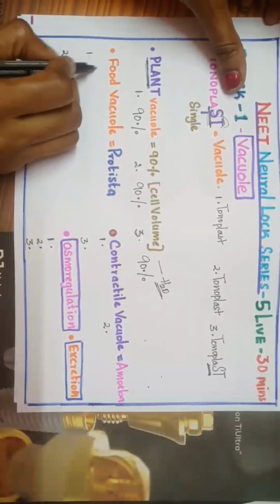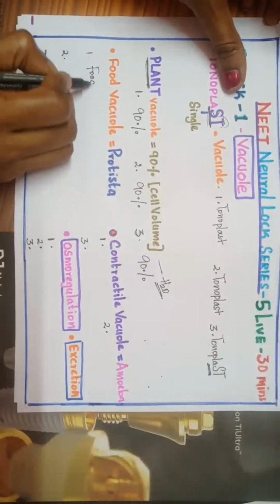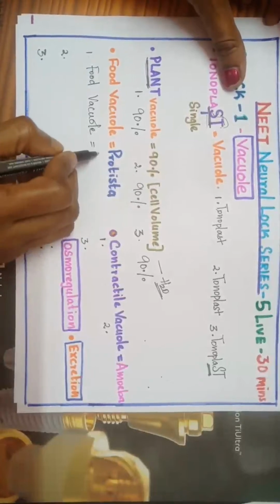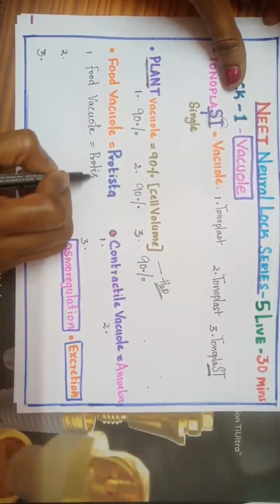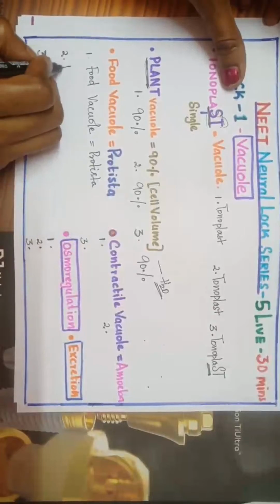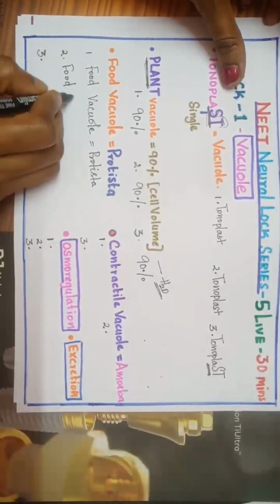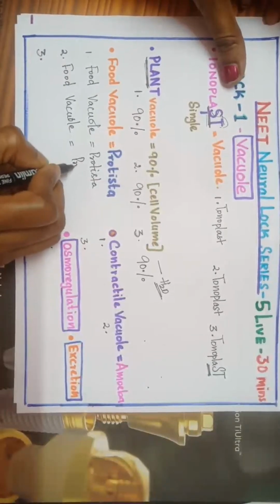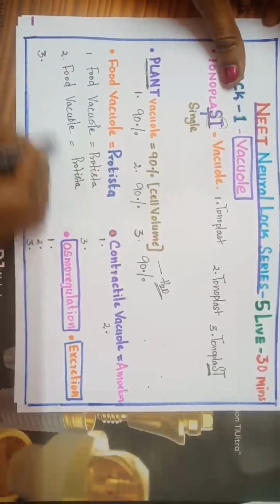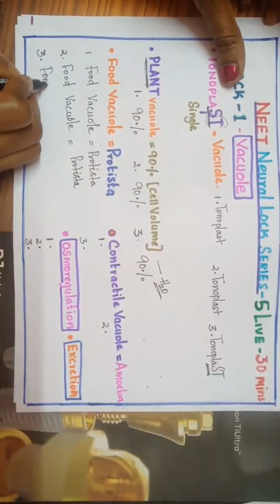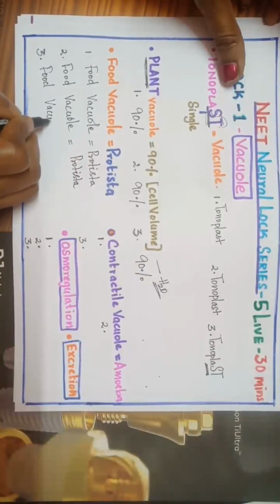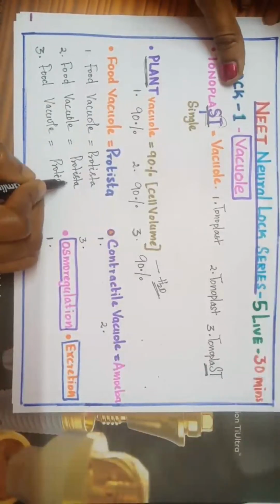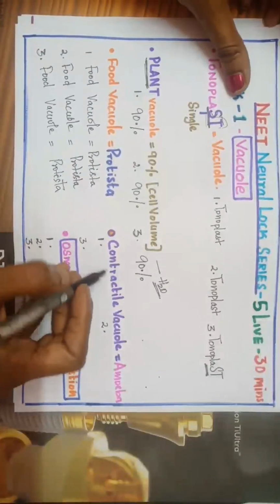Next, food vacuole is seen in protista, which helps the protista to engulf the organisms, that is the food. Food vacuole is seen in protista. Third time, food vacuole is seen in which organism? Protista. Did you complete, students?